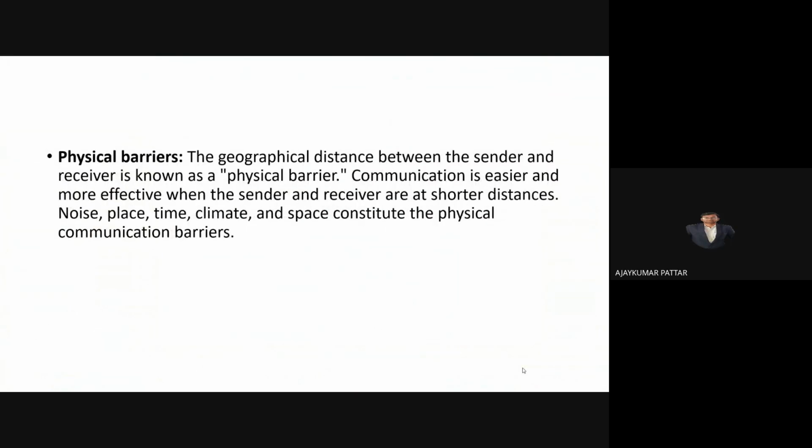The next one is physical barriers. Physical barriers are nothing but the geographical distance between the sender and receiver. Communication is easier and more effective when the sender and receiver are at a shorter distance. But communication is difficult when the sender and receiver are at a long distance. The noise created by place, time, climate, and space constitutes the physical communication barriers.